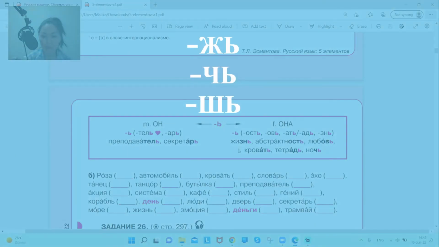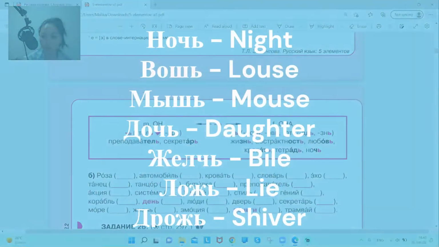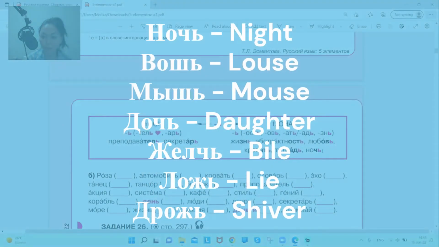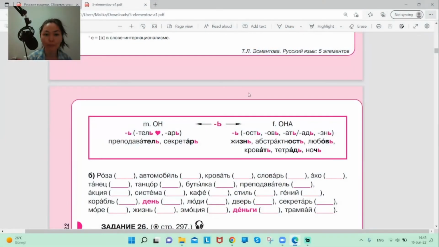Also, we have to add here that soft sign after ж, ч, ш are also feminine, like ночь, дочь. They have soft sign at the end. You cannot really tell by its pronunciation, but if you look at the word and it has soft sign, then we know it's she, это она.